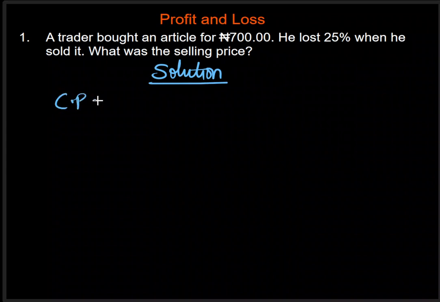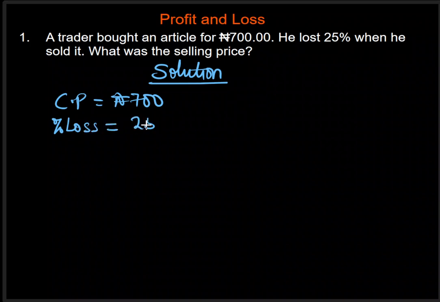We have the cost price equal to 700 naira, and then we have our percentage loss equal to 25%. So we have to find the selling price. Selling price equal to question mark. That's what we have to find. So how do we get our selling price?